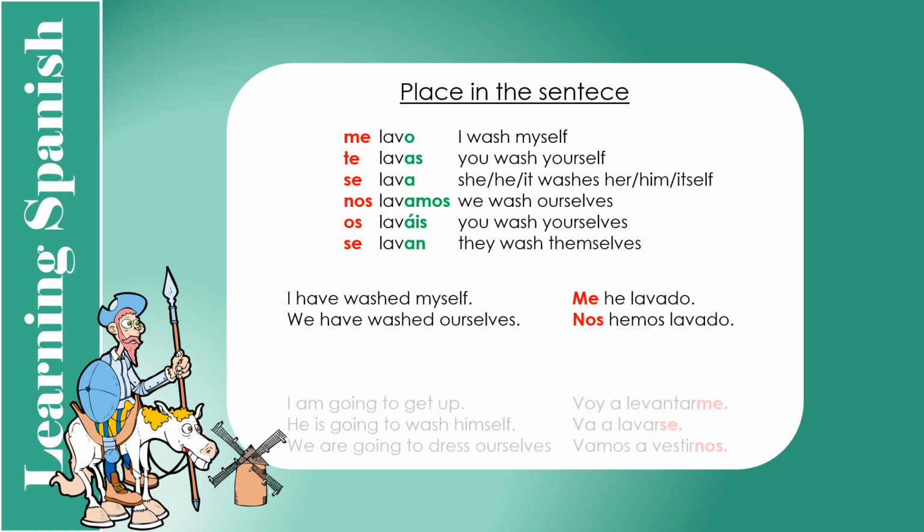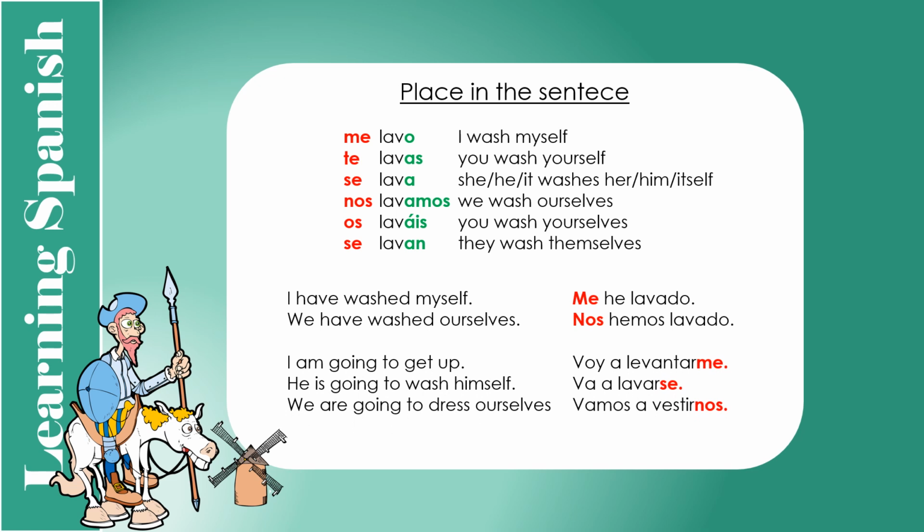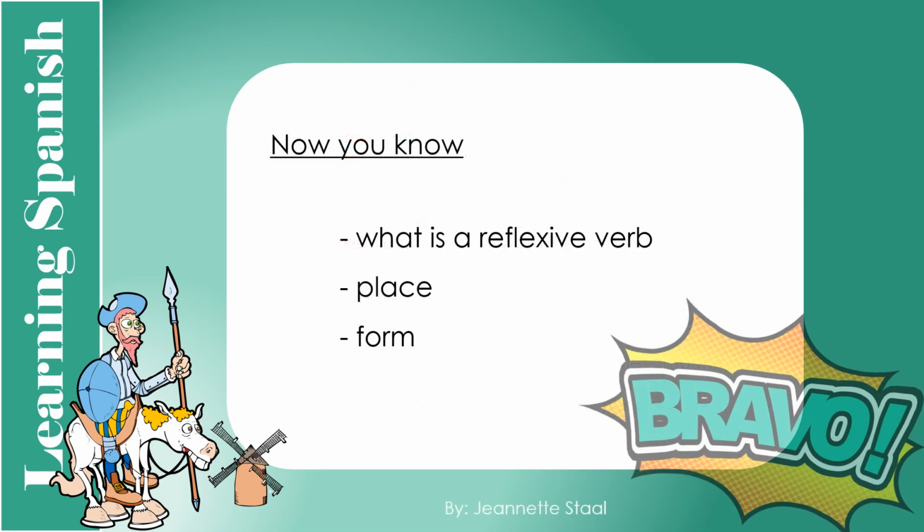Now, the place of the reflexive pronoun changes when there's an infinitive in the sentence. Then the reflexive pronoun is attached to this infinitive. I'm going to get up, voy a levantarme. He is going to wash himself, va a lavarse. We are going to dress ourselves, vamos a vestirnos. And now you know what a reflexive verb is, its form, and the place in the sentence.